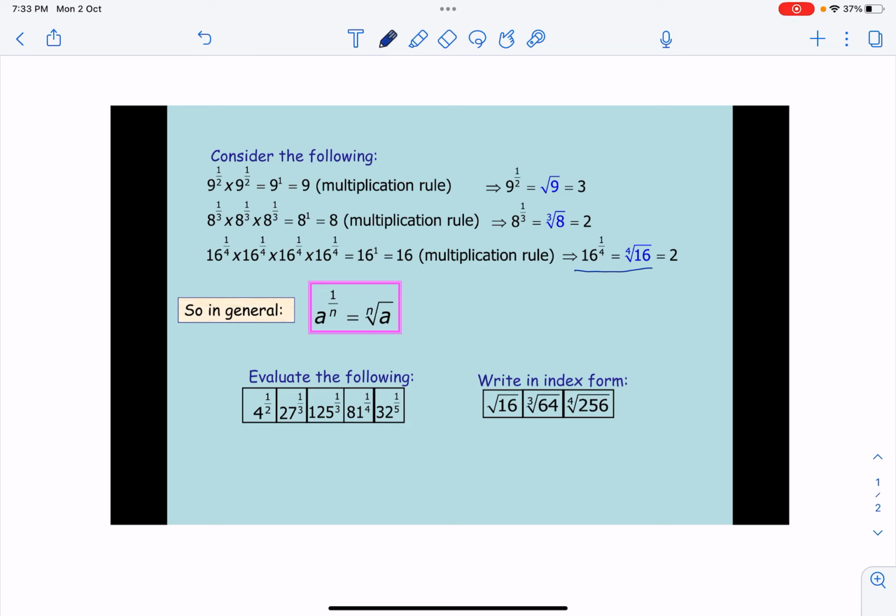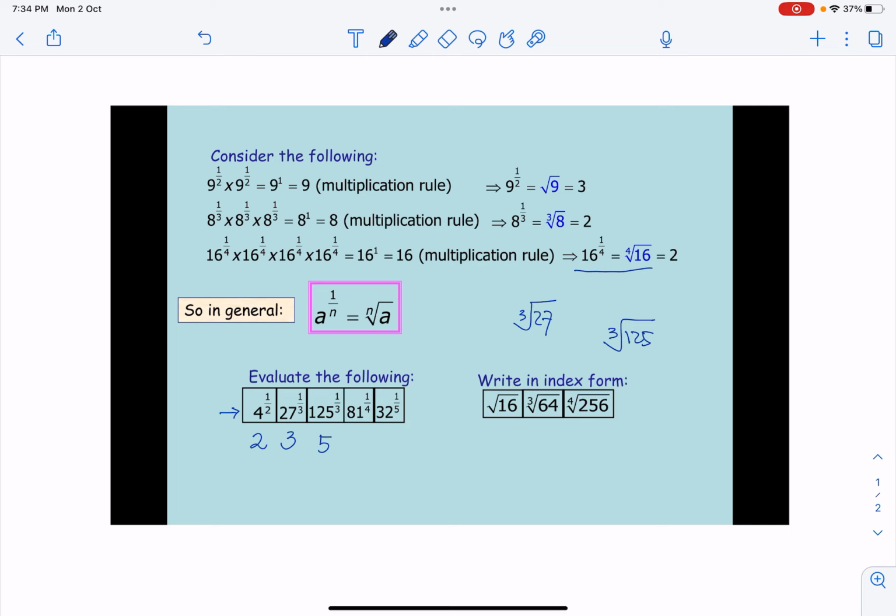Okay, so let's apply this in some of the questions in this example. The first question, 4 power a half, means square root of 4. So the answer is 2. 27 power 1/3 means cube root of 27. Something times something times something is 27. The answer is 3. Cube root of 125, so 125 power 1/3. Something times something times something is 125. Answer is 5.